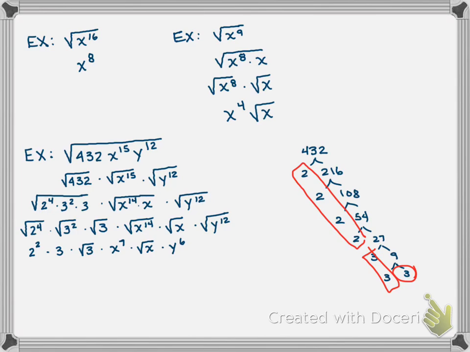So we're going to take everything that's not under the radical and make that our coefficient. So 2 squared times 3 is 12. And x to the 7th times y to the 6th. And then we could take all the factors that are under the radical and just put them under a single radical. So we have the square root. Oh, I used this but didn't underline it, sorry. Then we have the square root of 3 and the square root of x, so that's the square root of 3x. And then we're done.